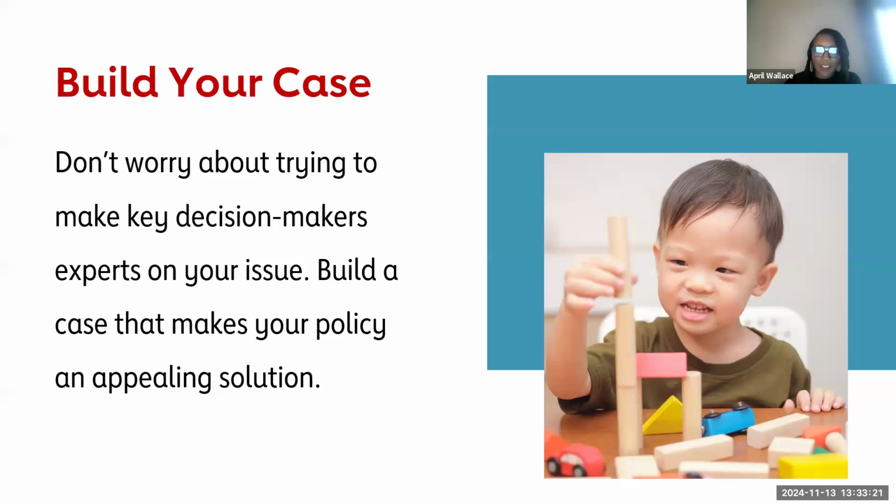So don't worry about turning your key decision makers into experts on your issue. That's not required. All you need to do is build a case that appeals to them and their supporters. Luckily, we already have many resources that you can use to gather important information on the problem and the policy solutions. Research into the problem you are trying to address will need to be shared with your grassroots advocates, your prospective coalition members, your lawmakers and their staff, public officials, and the media. Next slide.